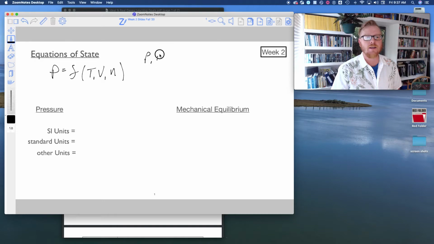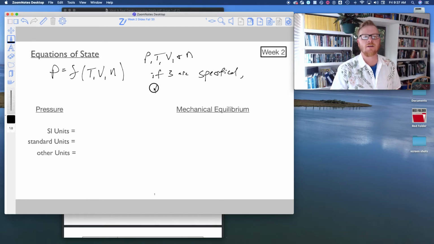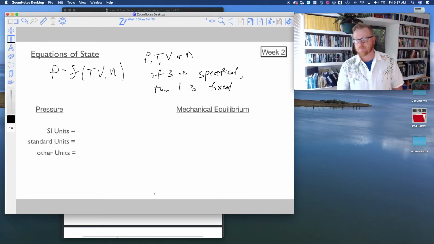variables. So P, T, V, and N. And the idea with the equation of state is if 3 of these are specified, then 1 is fixed, right? So if we explicitly define temperature, volume, and number of moles, pressure has to be fixed for those set of conditions to give us that state, that equation of state.